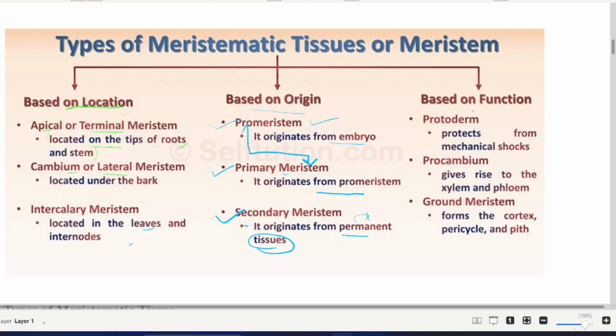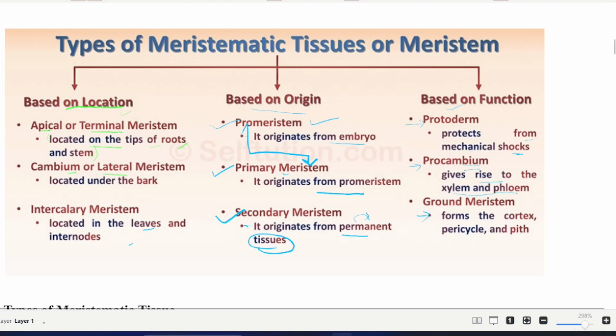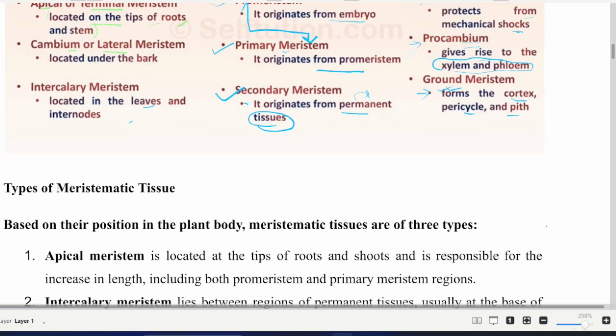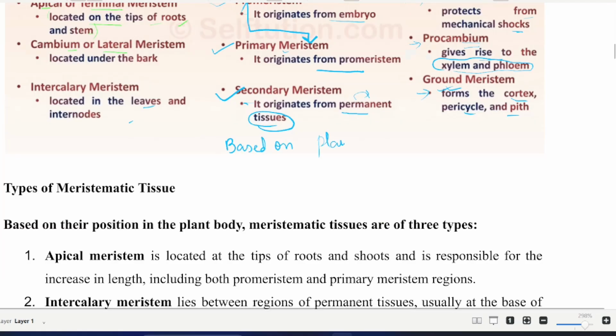Likewise, based on the function, there are three: the protoderm, procambium, and ground meristem. Protoderm protects from mechanical shock. Procambium gives rise to the vascular tissues, that is xylem and phloem, and ground meristem gives rise to the ground tissue like cortex, pericycle, and pith. Likewise, there is another classification that is based on the plane of division, that is also three types.